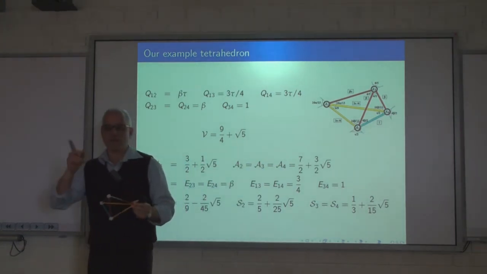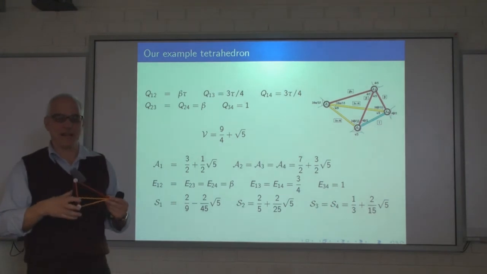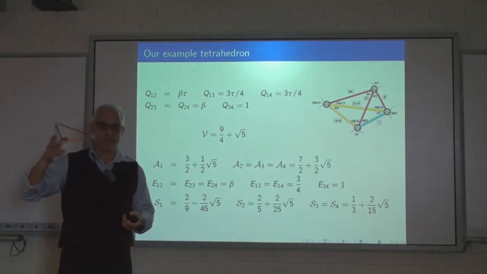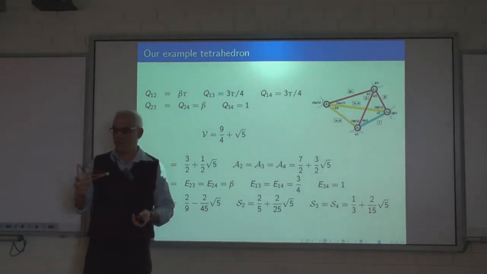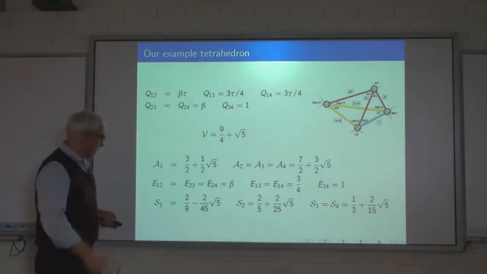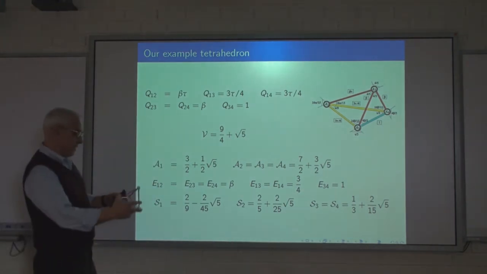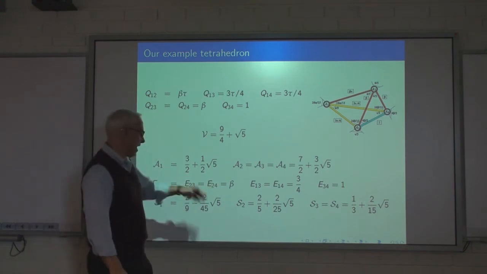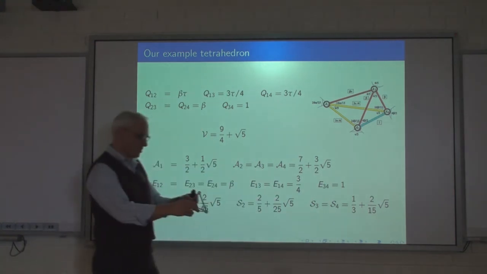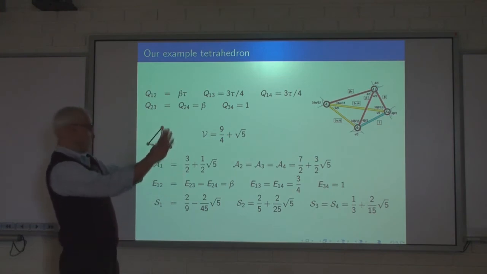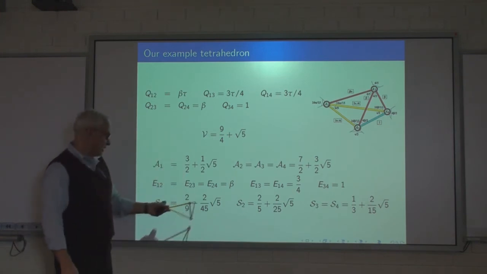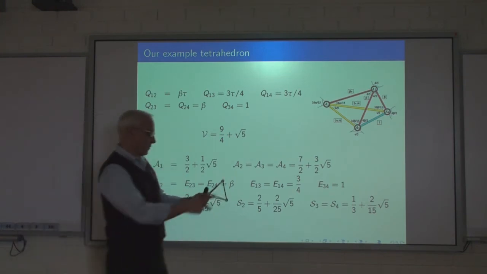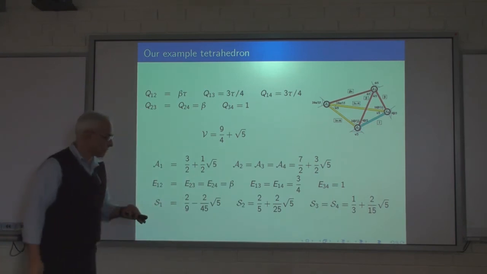I suspect that a lot of pleasant surprises like this await anyone who takes an in-depth study of these Zome things. Okay, then I've calculated the various edge dihedral spreads. There they are. 3 of them are beta, 2 of them are 3/4, 1 of them is 1. That one there is perpendicular. And the 4 solid spreads, there they are there. These 2 are obviously the same.